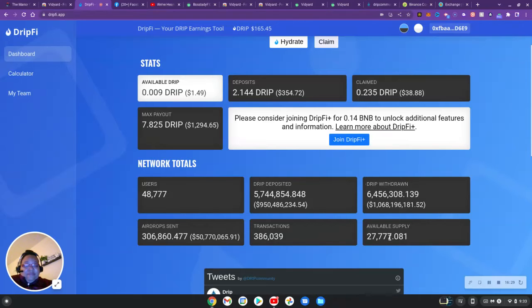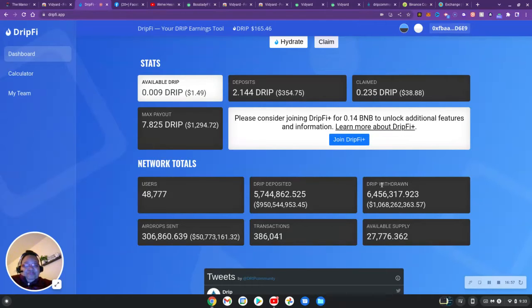So don't even think that the supply is really low. It done went lower since I got in. Then it's 27,777 for the supply. The supply is really low, which will keep the price up. Supply and demand. Okay. This is the drip withdrawals, 6 million something dollars here. And then the drip deposits, 5 million something dollars. The withdrawals can mean they just hydrate and they really ain't left it.